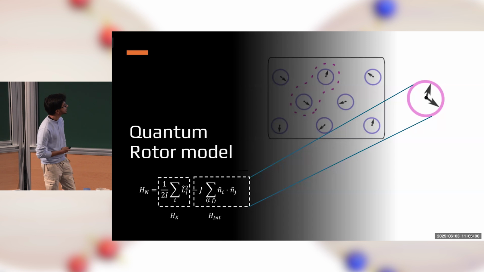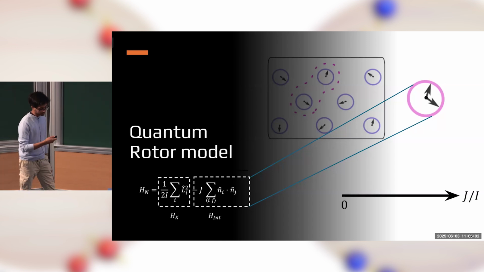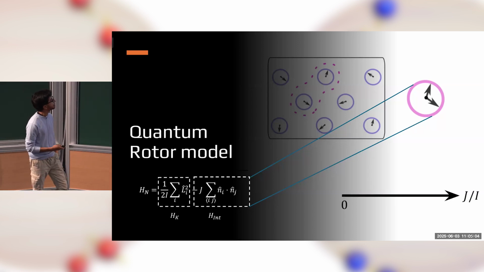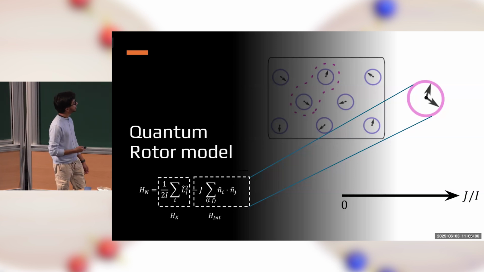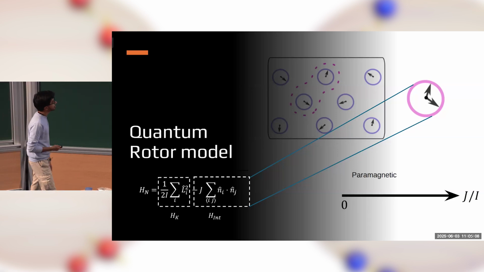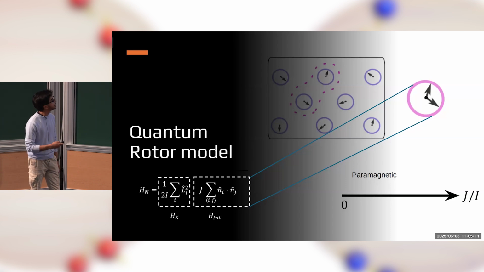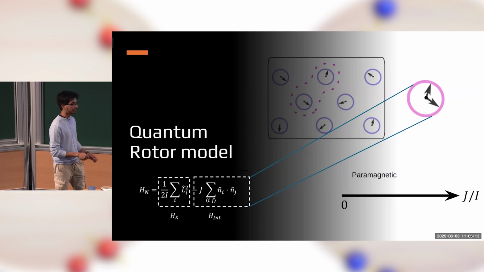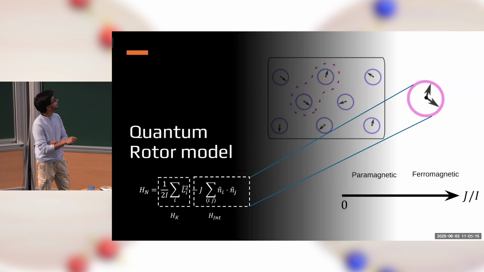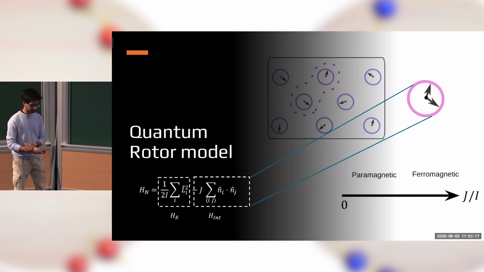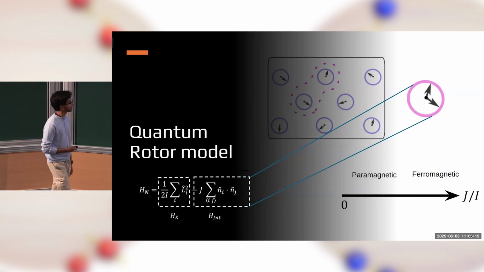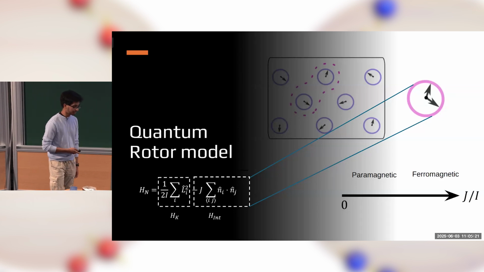So now if you want to see the phase diagram with respect to this coupling, if you have a very little coupling, you will be in a paramagnetic phase, and then if you turn on the coupling high enough, then you will go to a ferromagnetic phase because the rotors will try to align. And in the middle, you get an O(N) Wilson-Fisher criticality.